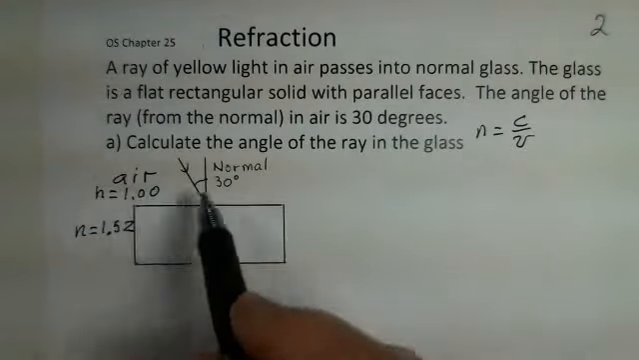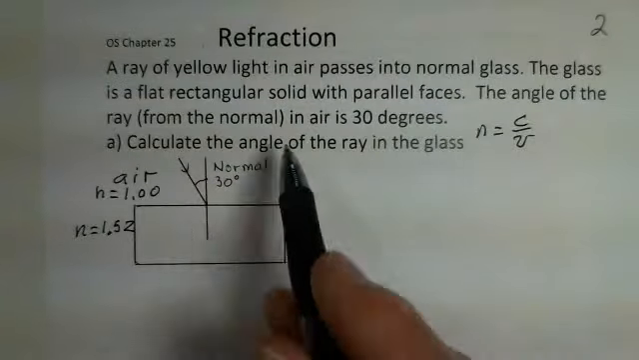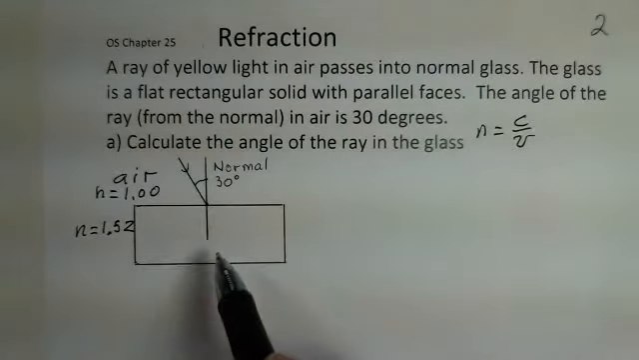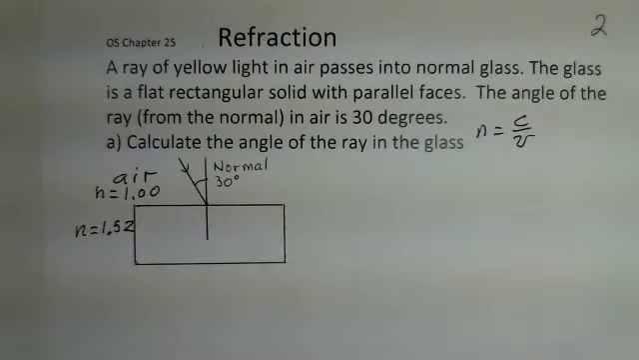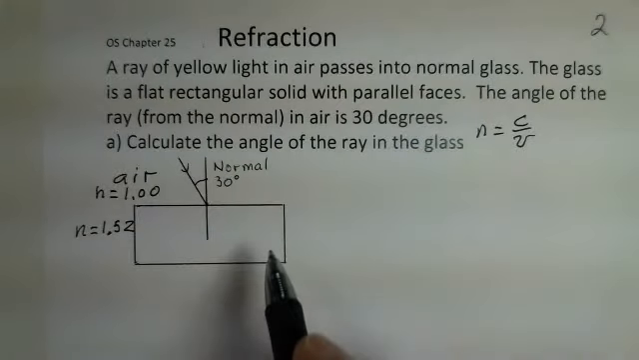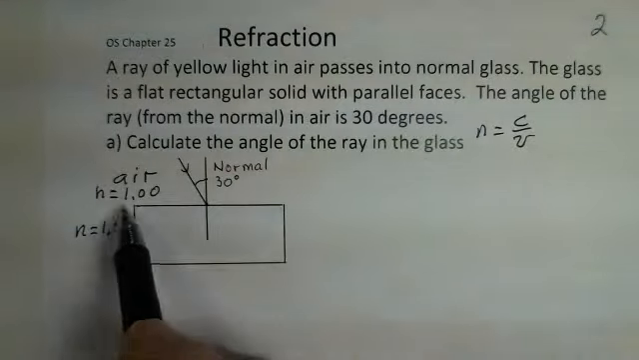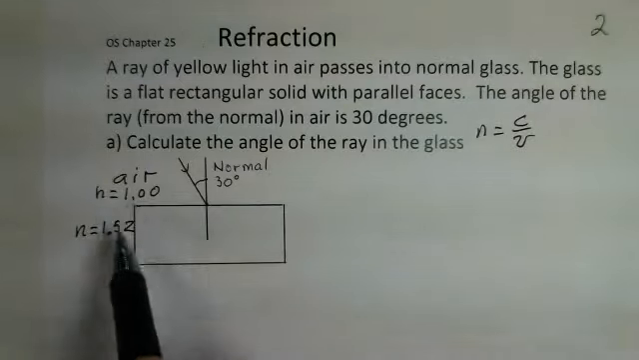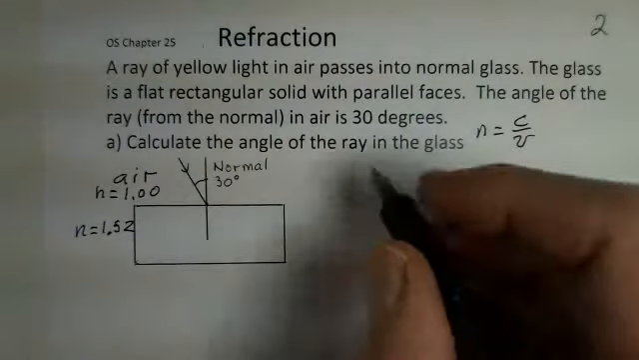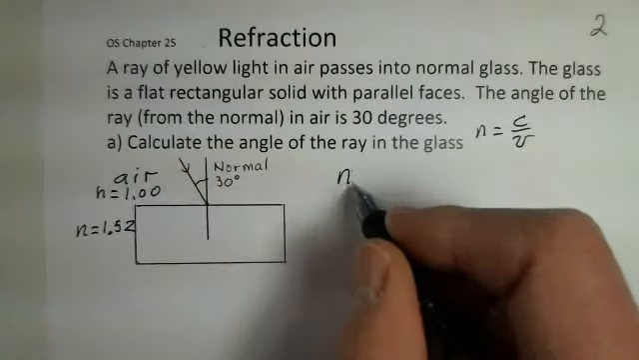The ray is coming in at an angle of 30 degrees. We want to calculate the angle of the ray in the glass, and then I want to draw it in here. Well, this is a situation of refraction, where the light is going from one medium with a certain index of refraction to an index of refraction that's different in the second medium. In these situations, we apply Snell's law.